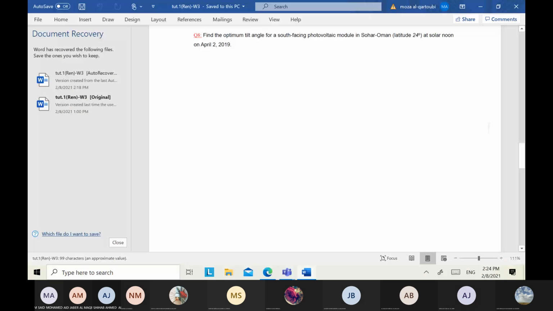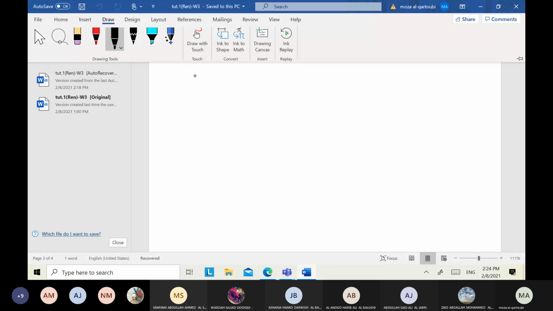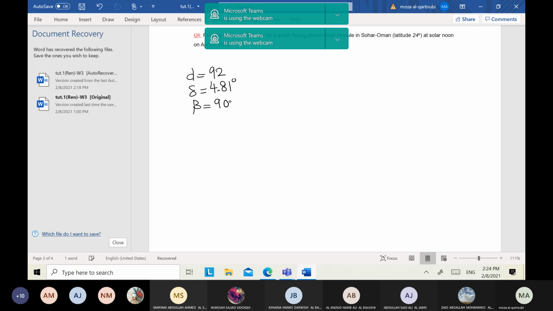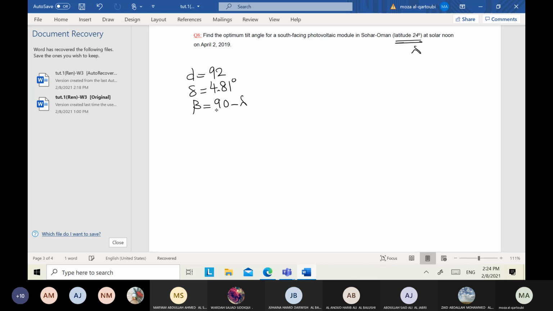So we'll start again, question number 8. I will give you the number of days first, which was 92. Then delta equals 4.81 degrees. Then we'll find beta, where beta equals 90 minus lambda, and lambda in this question is given as 24. So 90 minus 24, then plus delta, which is this value. We'll find beta equal 70.81. Then the last step to find the tilt angle will be 90 minus beta, where beta equals 70.81, so it will be 19.2 degrees. Okay.